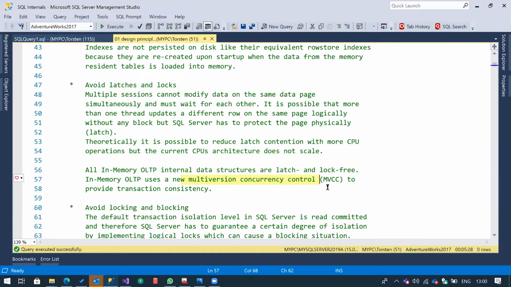Right? We will see this. We have a begin transaction timestamp and an end transaction timestamp to invalidate a record. But again, the same record will never ever be updated again in in-memory OLTP. That is the reason why we will never ever end up with a latch, and we will never ever have locks.